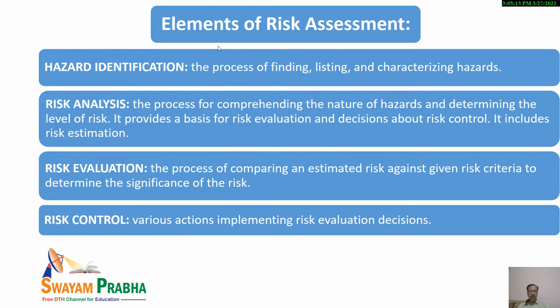Then risk analysis. Here the hazard will be comprehended and analyzed in detail, and it will be analyzed what is the level of risk, whether it is too high or moderate or it is negligible. On that basis we will be evaluating the risk, and then we will be deciding how to control this risk. As far as risk estimation is concerned, that is also covered here. Then risk evaluation. We will be keeping in mind various things while evaluating the risk. Then we will make decisions. We will see what type of actions may be there for controlling this risk, so that type of actions will be decided.